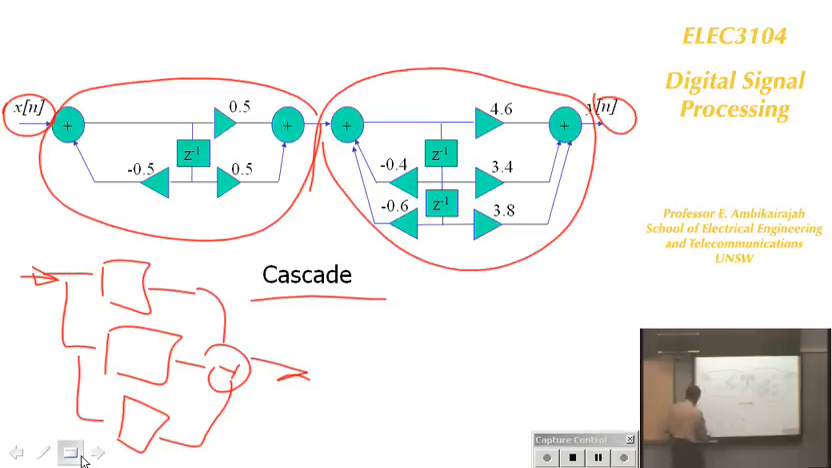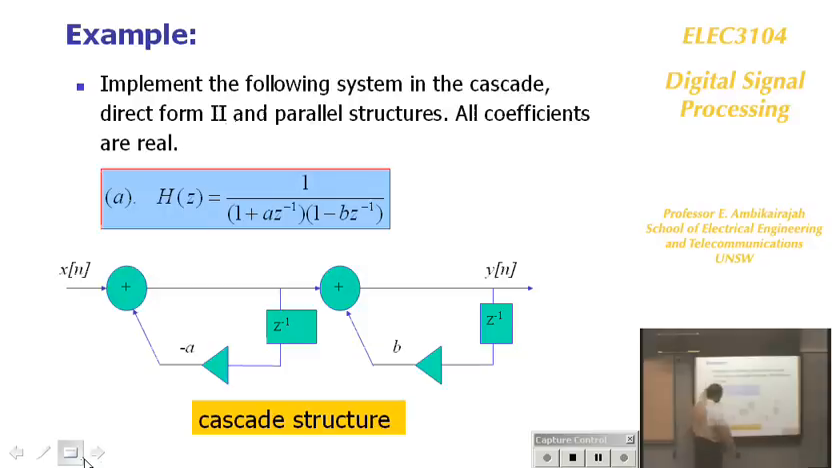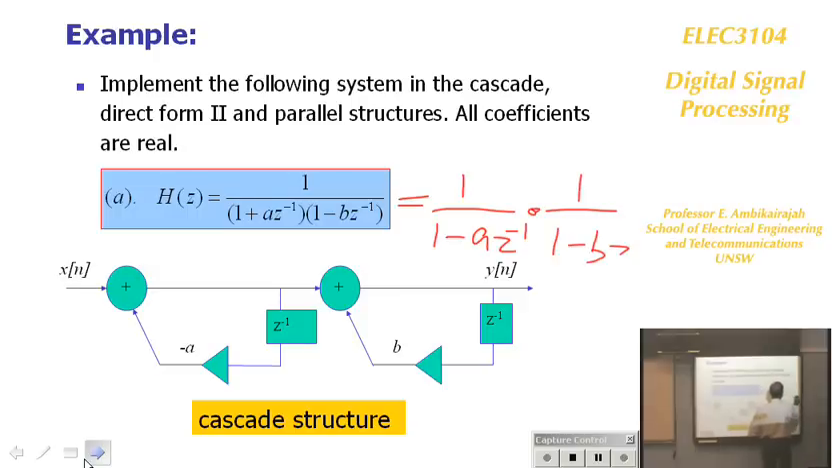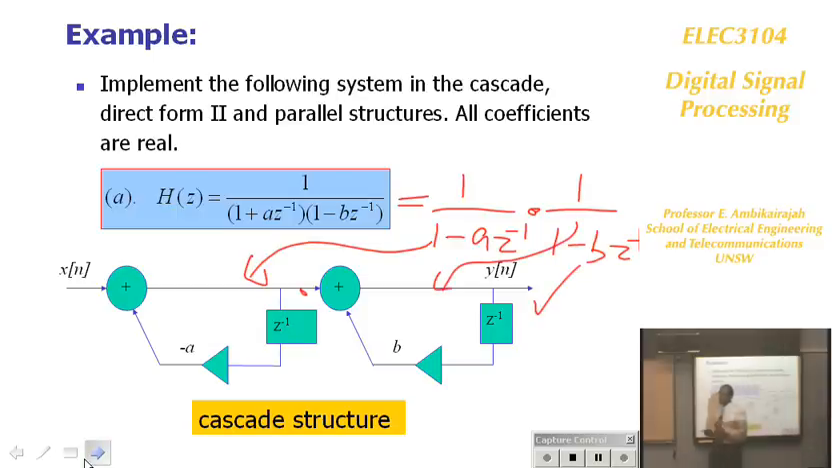Here are some examples. Here's an implementation, all coefficients are real. So you can do this in cascade. In order to do it in cascade, you make the math 1 over 1 minus A z^-1 multiplied by 1 over 1 minus B z^-1. You've got that. So you implement the first one, that is that, multiplied by the second one, that is that, and you get the answer. So that's the simple cascade structure that I have done.